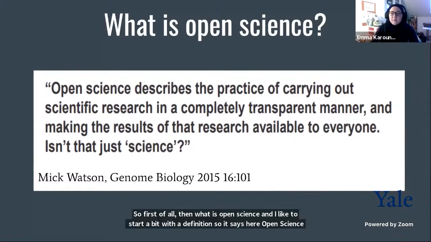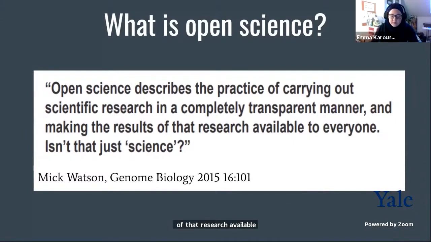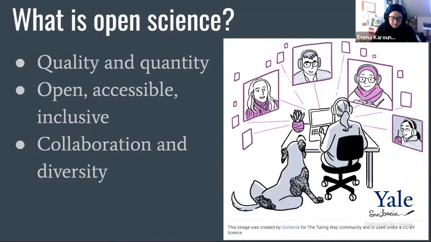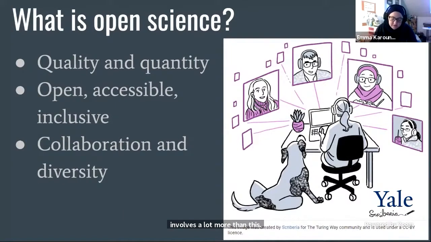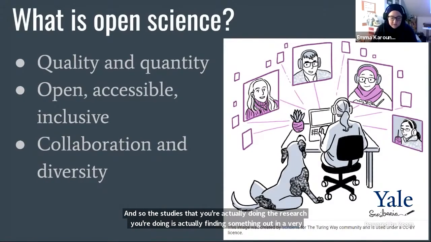But I do think that open science, and particularly the open science movement or open scholarship, actually involves a lot more than this. So to me, I focus on three key areas. The first is quality and quantity. And by this, I mean focusing on good scientific design. And so the studies that you're actually doing, the research you're doing, is actually finding something out in a very robust manner. And that can actually be built on by you further and other people in a collaborative way. And quantity in terms of reproducible and replicable studies, but also in the number of research outputs that you're producing and different audiences that you're involving in your research.